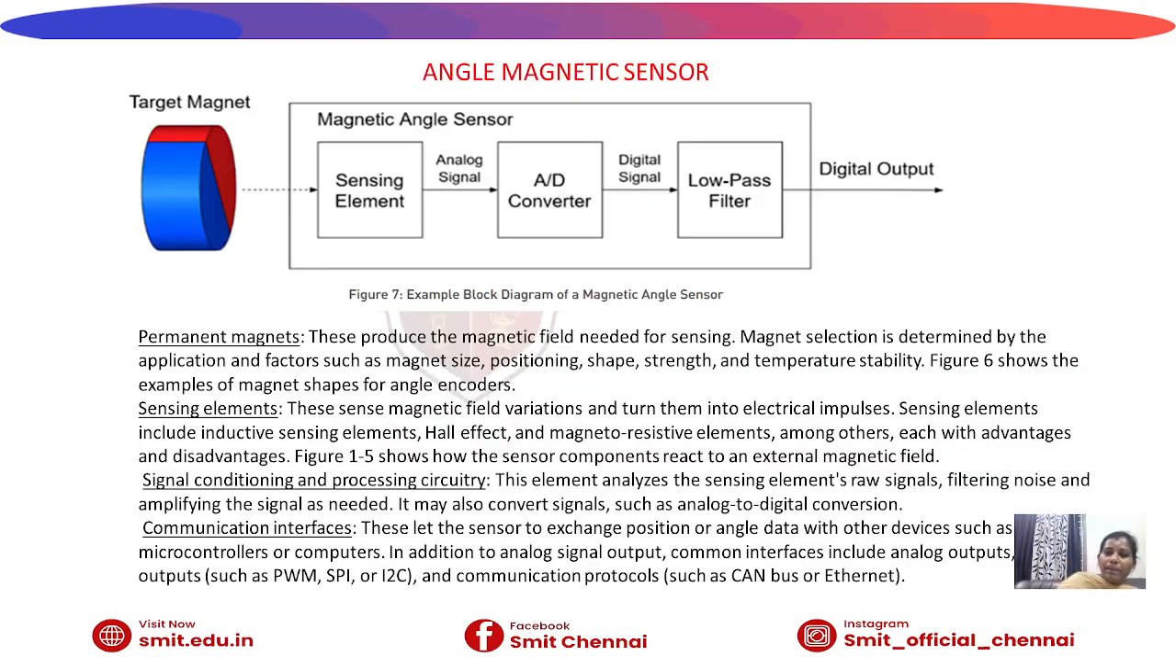This is the angle magnetic sensor: the target magnet and the magnet angle sensor having the sensing element, A to D converter and low pass filter, which gives the digital output. The target magnet is a permanent magnet which gives the speed or direction from the magnetic field. The sensing element, A to D converter and low pass filter I already discussed in many topics, so I think you already know.